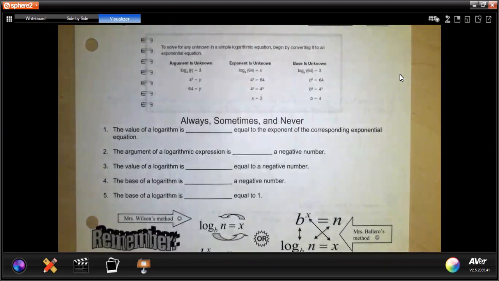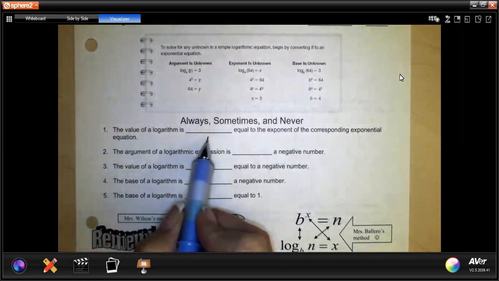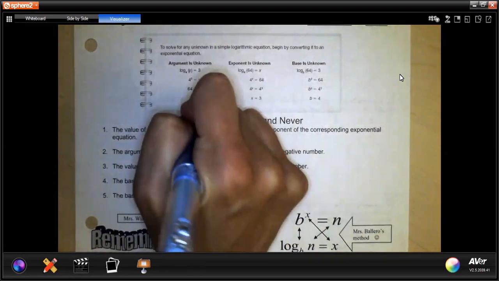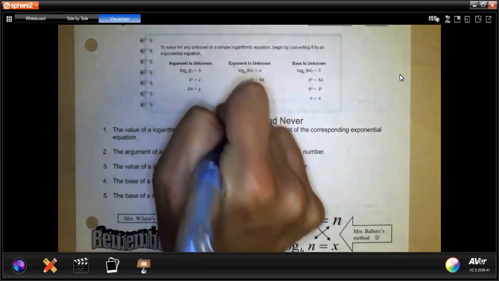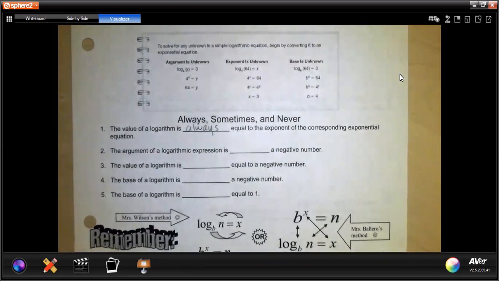Some of the things that we do need to know: the value of a logarithm is blank equal to the exponent of the corresponding exponential equation. That is always. The value of a logarithm is always equal to the exponent of the corresponding exponential equation. So for our diagram here, that means that the value of the log, so this part right here, is always the exponent. That is true right there.